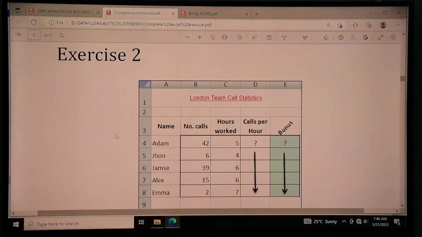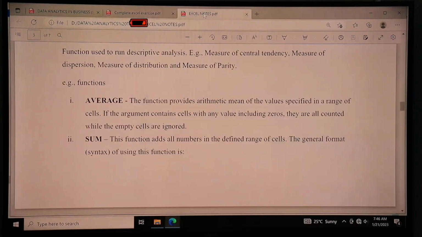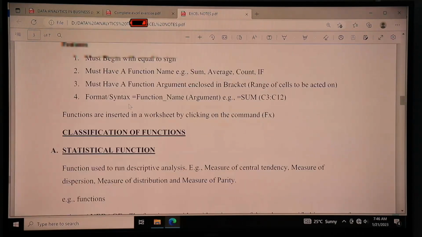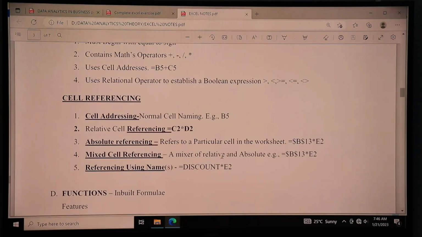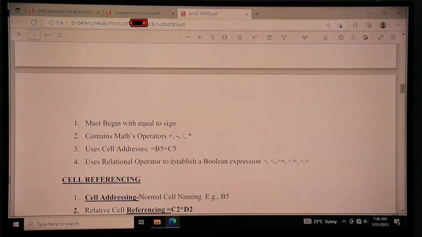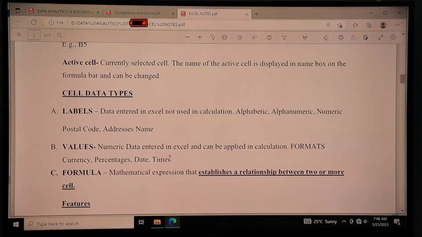So today we are going to discuss referencing. Referencing, because in our last lesson we did discuss several data types that you enter in Excel. And we said that in Excel, you enter data in the form of labels, in the form of values, in the form of formulas and functions. And every data set will have these tools.